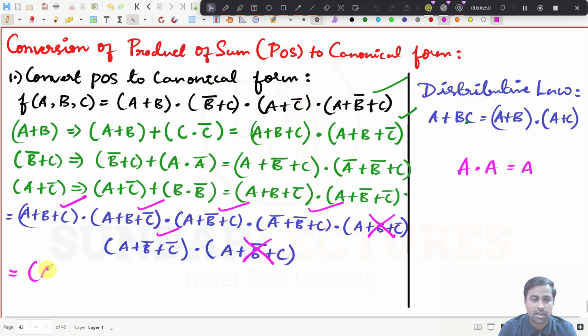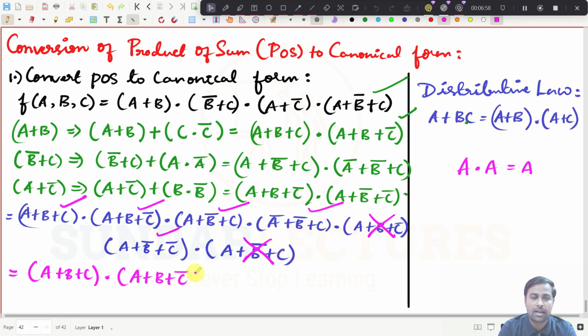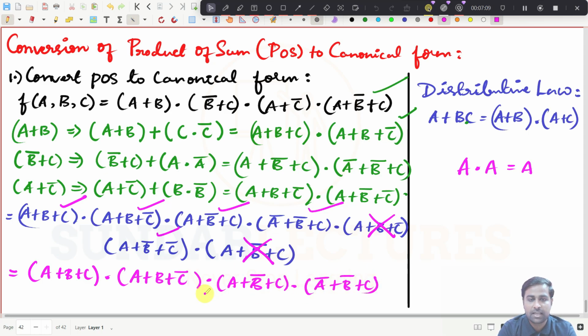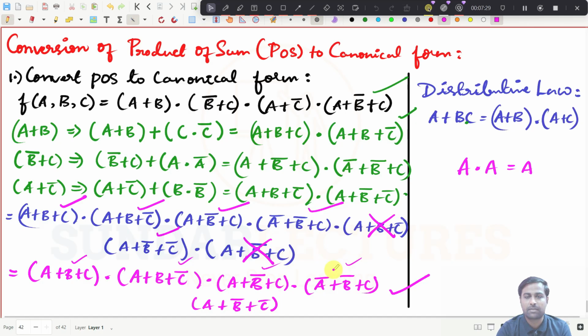So finally, this term can be written as (A plus B plus C) dot (A plus B plus C bar) dot (A plus B bar plus C) dot (A bar plus B bar plus C). So this is the final canonical form for this Boolean function, that is product of sums expression. This is the final canonical one. You can see here all three terms will be there.